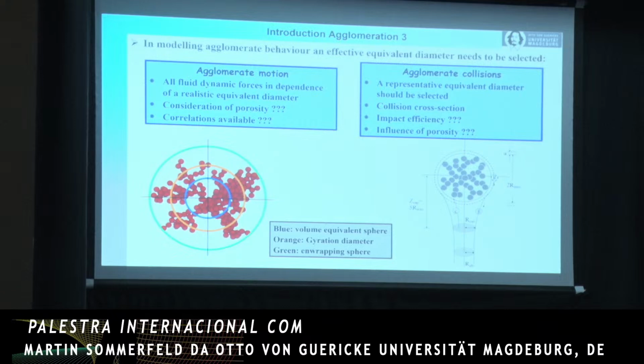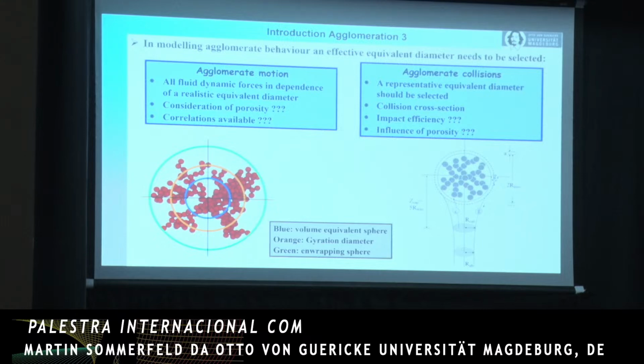But now the question is how to deal with an aggregate in a numerical computation. First of all, aggregate motion, because the aggregate is not a volume or it's not a sphere. If you switch on a commercial code and start, then it says your particle is a sphere and a point mass. It's not a sphere. So first of all, you need to know some kind of equivalent diameter to get proper values for weight, width, and so on.